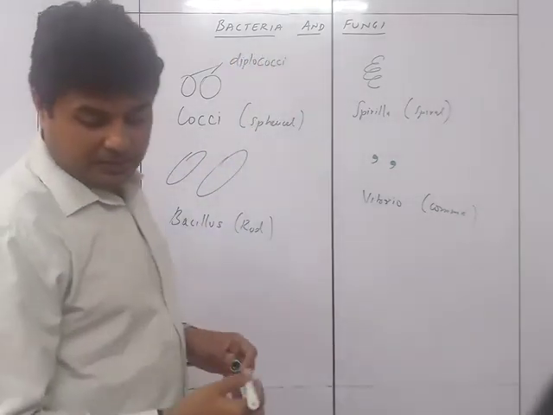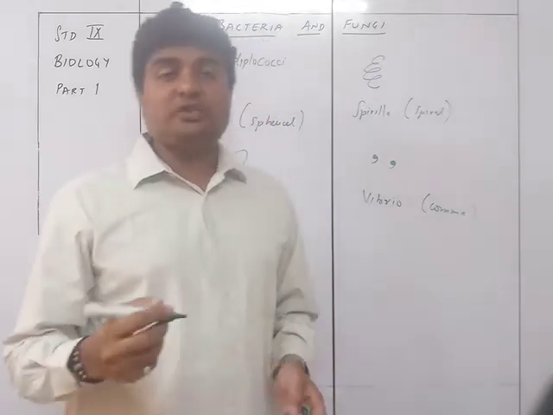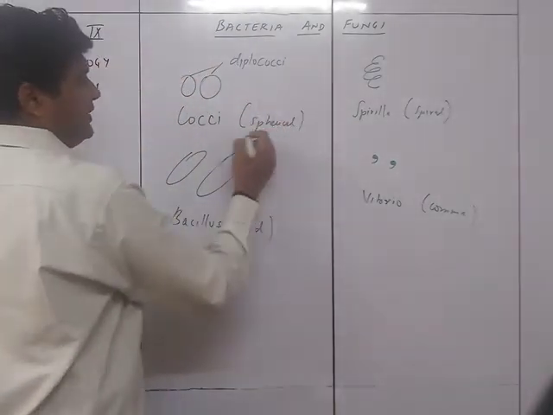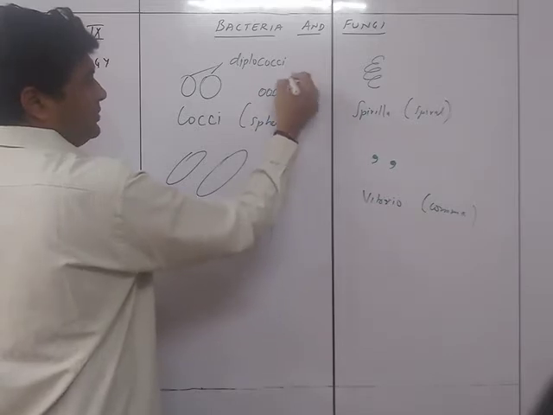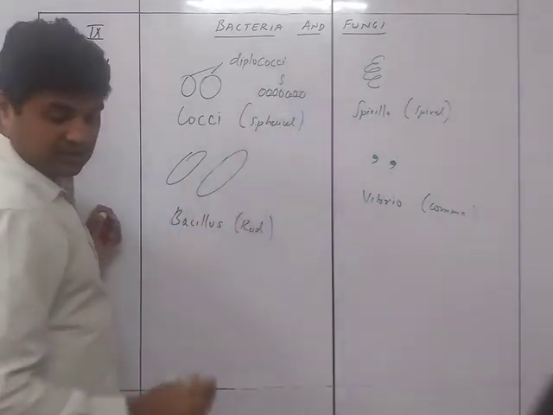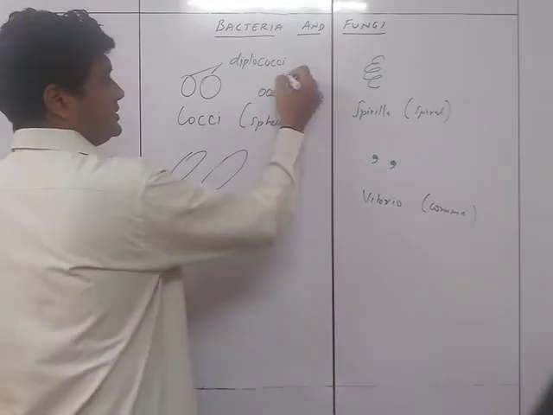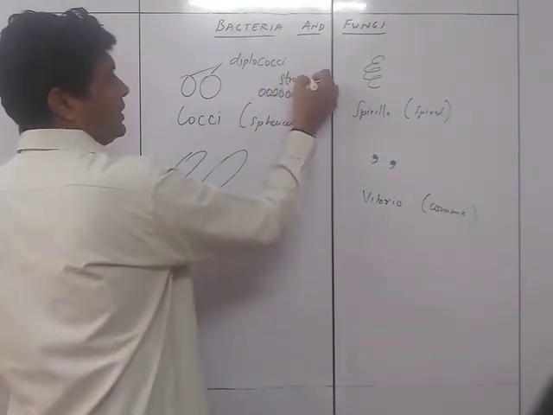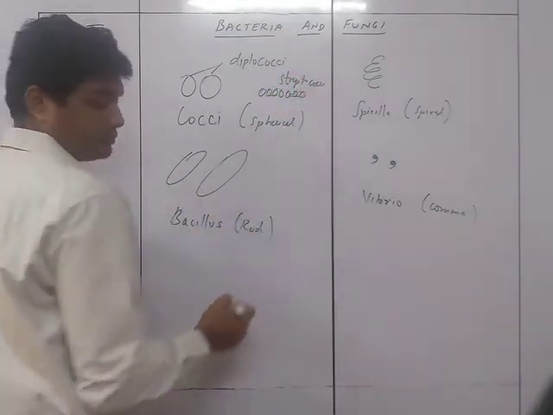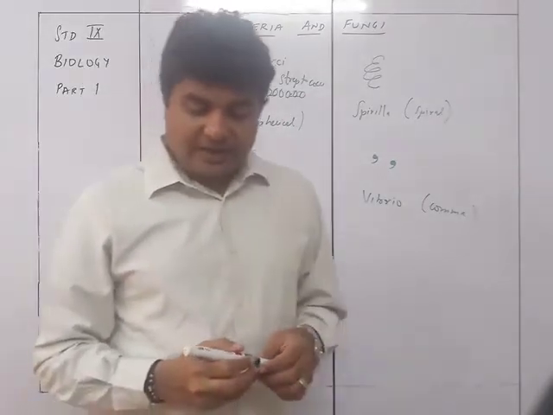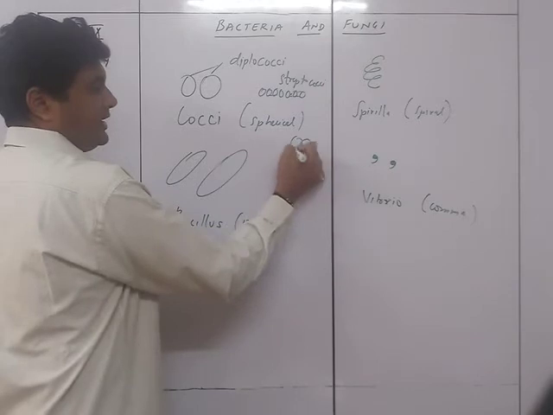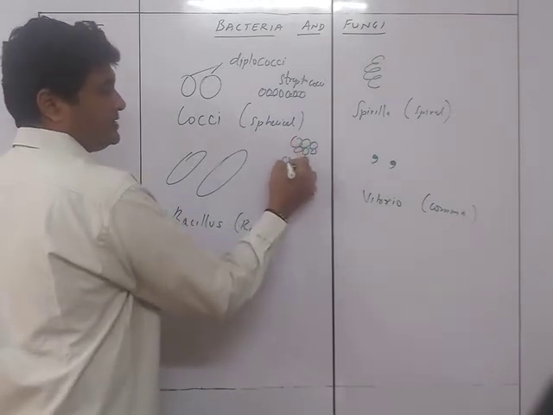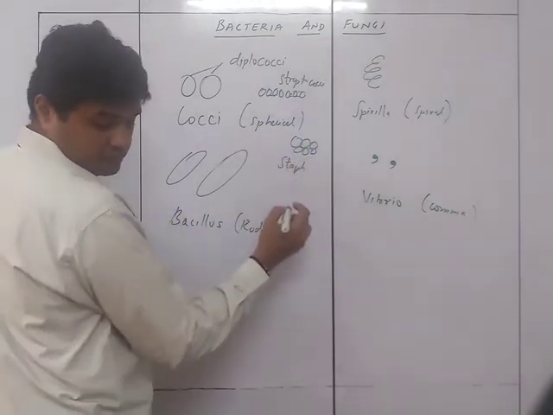Or in a long chain. So if it is like 1, 2, 3, 4 as a long chain connected to each other, that will be streptococci. Or in a cluster, it will be staphylococci. So if it is in a cluster like this, it will be staphylococci.